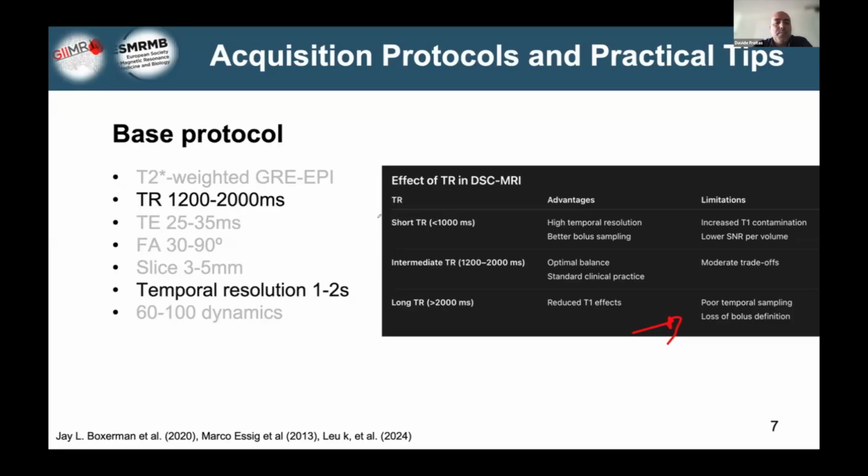This is the upper limit of the TR we can use. And of course, we want a shorter one than this. So TR is not just a timing parameter, it defines how well we capture the physiology we are trying to measure.